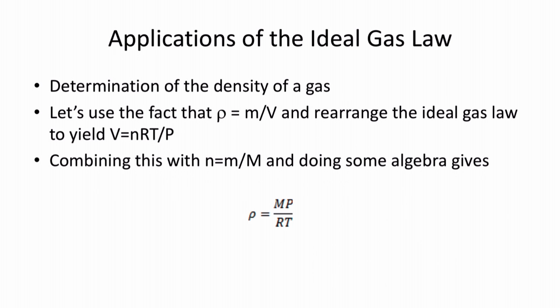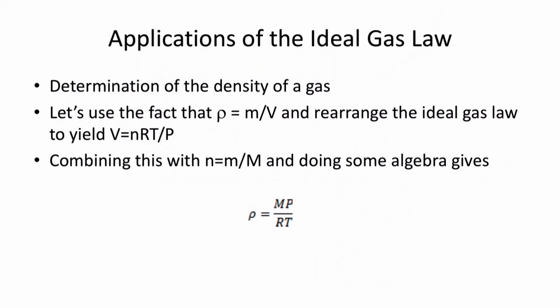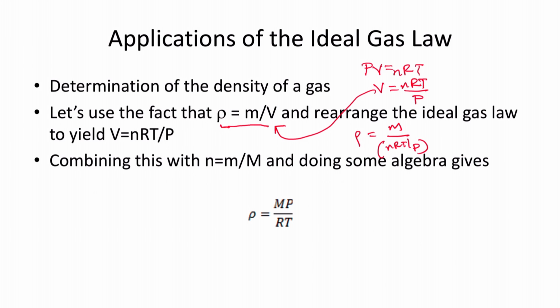Here's another application of the ideal gas law. Instead of finding the molar mass of a gas, we can actually use it to find the density of a gas. Okay, and so let's rearrange things a little bit more and solve for density instead. Okay, so I know that density is equal to mass divided by volume. And so if I start with the ideal gas law again, PV equals nRT, I can solve this for volume. V is nRT over P. So now I can take this expression for volume and shove it in here. Okay, and so the density is going to be the mass divided by this whole quantity, nRT over P.